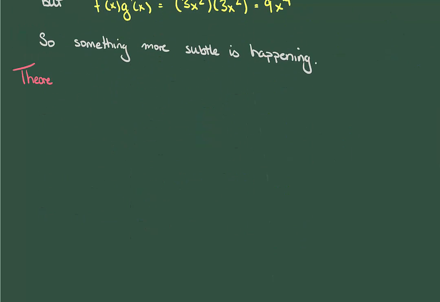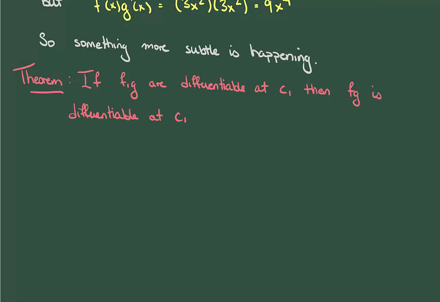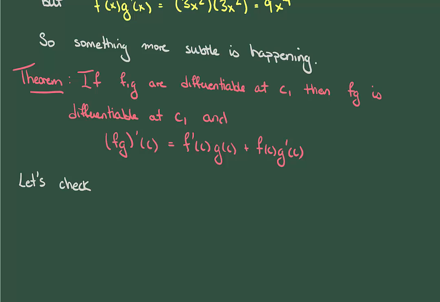The theorem which tells us how to differentiate the product is called, unsurprisingly, the product rule. If f and g are differentiable at c, then so too is their product, and the derivative of f times g is the derivative of the first times the second, plus the derivative of the second times the first. And it turns out this formula, sometimes called the Leibniz rule, is the defining characteristic of what it means to be a derivative.